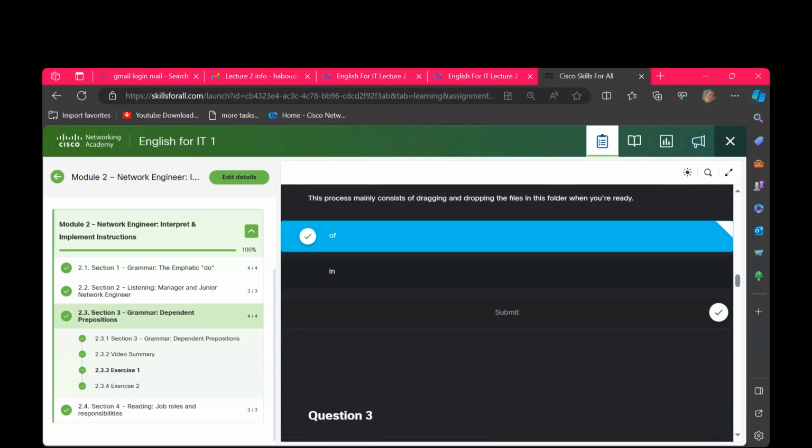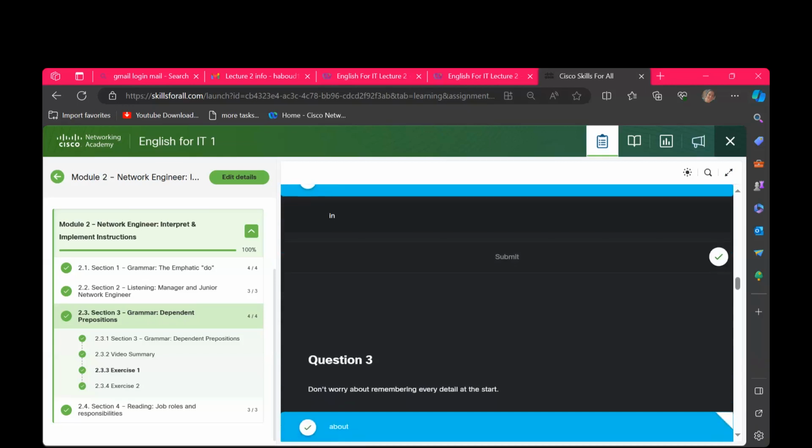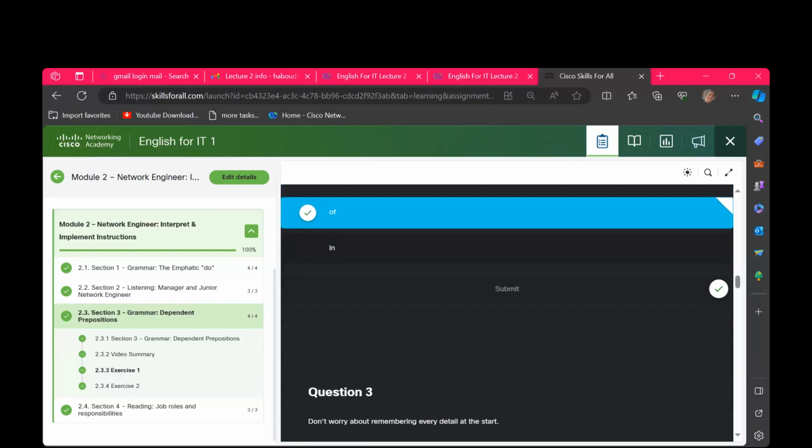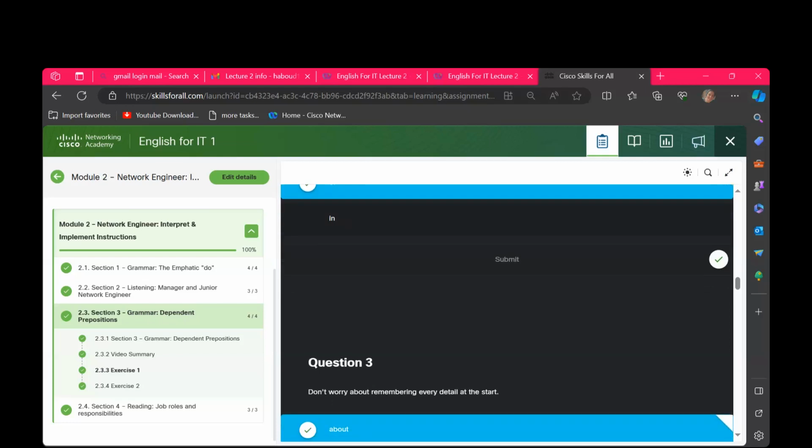Question number 3. Don't worry about remembering every detail at the start. Again, don't worry about remembering every detail at the start. What do you think? Yes, bravo. About, worry about. Worry is a verb and it takes the dependent preposition worry about. لا تقلق بشأن. Don't worry about.